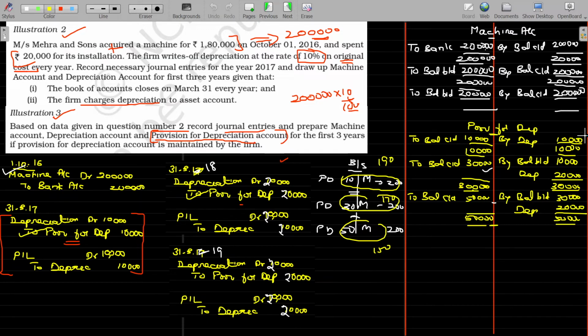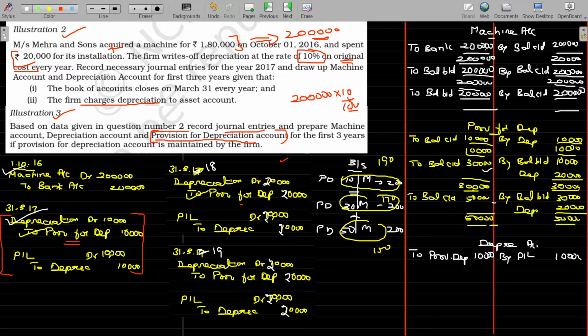Then what happens in the depreciation case? Depreciation case is the same. Rather than subtracting from the assets, it is accumulated in the provision, and then the depreciation is transferable to the P&L account as usual. So provision for depreciation here, depreciation account. In this depreciation account, first case, to provision for depreciation 10,000, and this will be transferable to P&L account also, by P&L account 10,000.